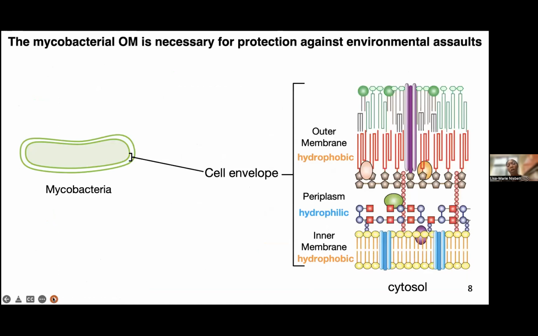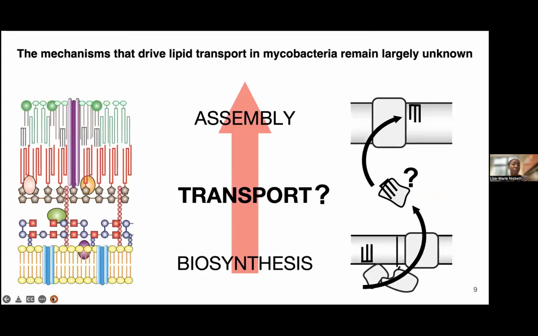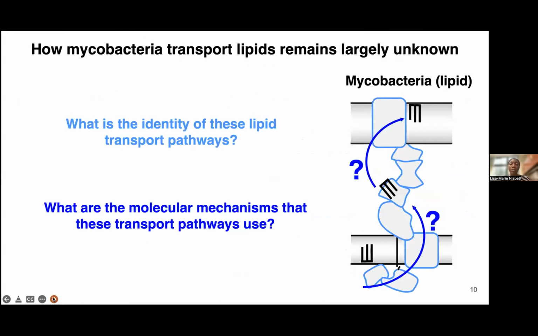To build this critical outer membrane layer, mycobacteria must transport these lipids from where they're made, at the inner leaflet of the inner membrane, to the outer membrane, and must do so through the periplasmic region, which is hydrophilic in nature. Shuttling these lipids as is would be very energetically unfavorable for mycobacteria, so we think that dedicated lipid transport mechanisms must exist. But to date, the mechanisms that drive lipid transport in mycobacteria remain unclear. This means there's a fundamental gap in our understanding of how mycobacteria transport their lipids to the outer membrane.